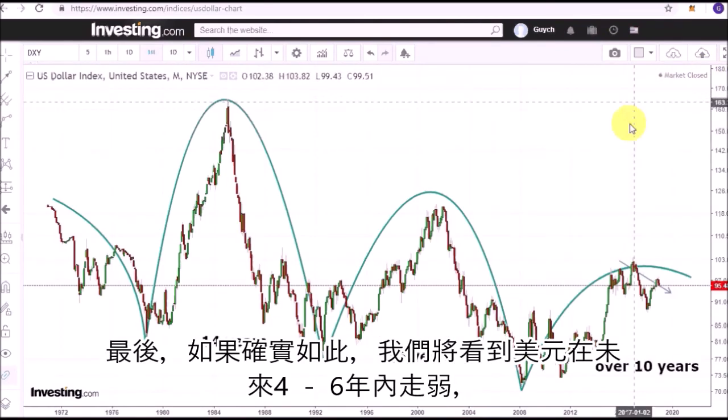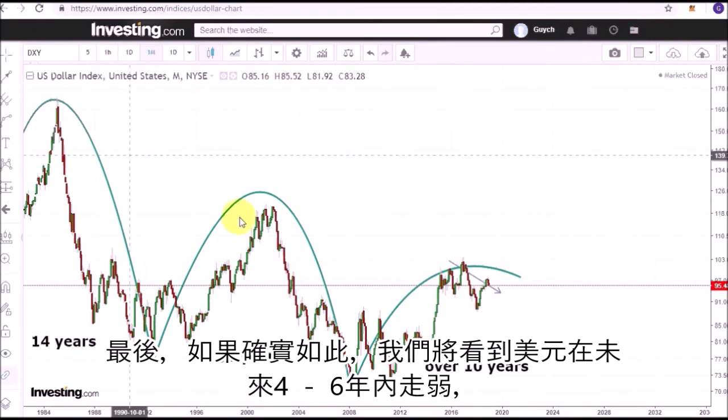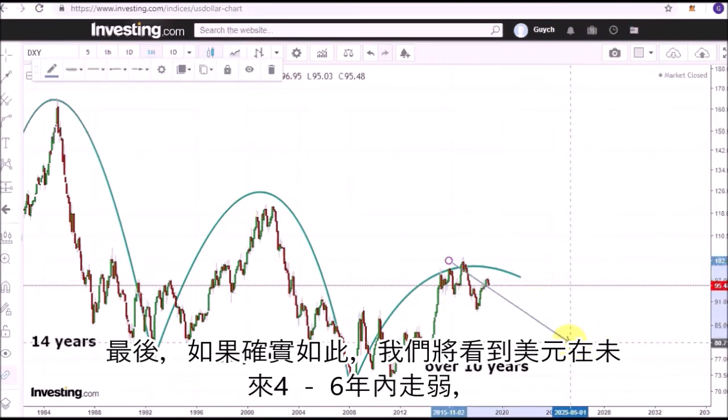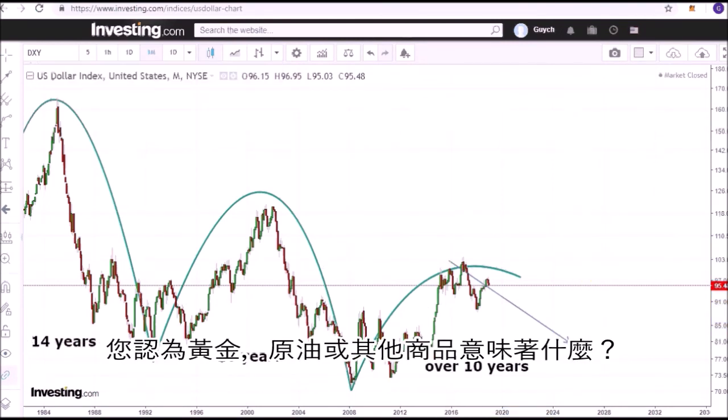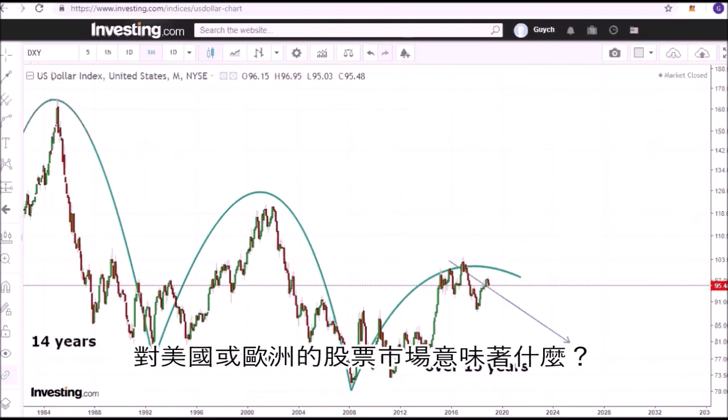And finally, if indeed we're going to see the US dollar weaken over the next, well, let's say 4 to 5 to 6 years, what do you think that will imply for things like gold, crude oil, or other commodities? What will it imply for the stock markets in the US, for example, or European stock markets?